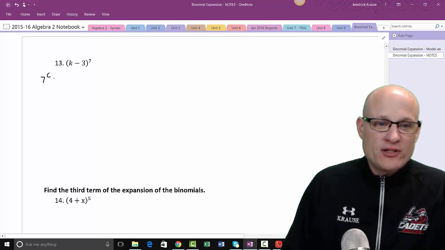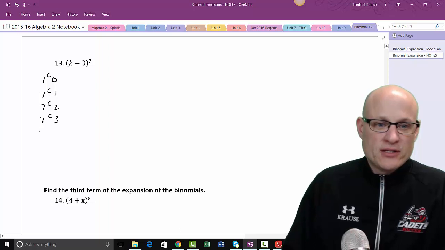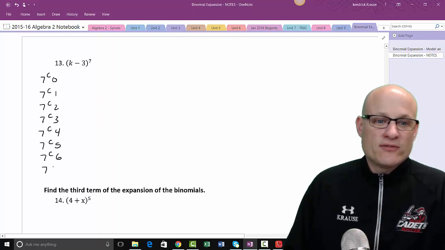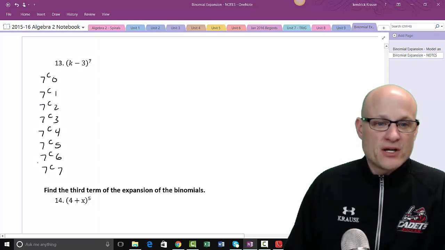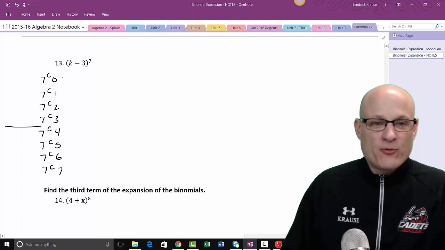We're going to go 7C0, 7C1, 7C2, 7C3, 7C4, 7C5, 7C6, and 7C7. Now, 1, 2, 3, 4. 1, 2, 3, 4. So that's halfway. Once I get to halfway, remember, this pattern is going to repeat itself.